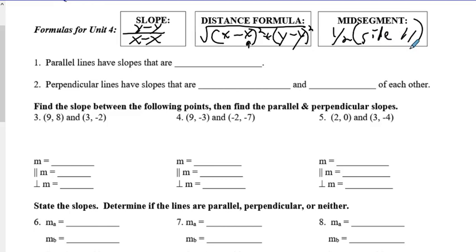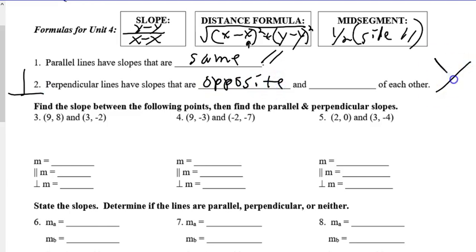All right, parallel lines have slopes that are the same. Perpendicular, remember this is the symbol, which looks like an upside down T, are opposite. And think about it, that just makes sense. If I have a line going this way and this one's intersecting at a 90-degree angle, this one's positive and this one's negative. They have to be opposite. And they are reciprocal, which means flip the fraction.